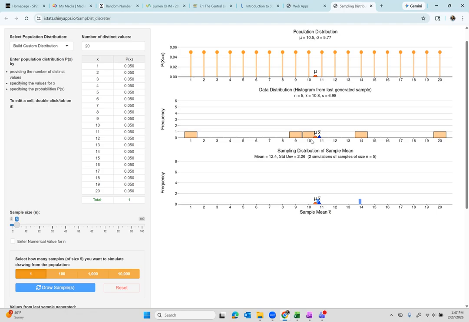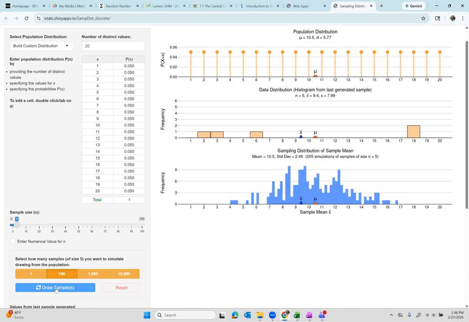That one drew 9, 10, 14, and 20. This mean came out to be 10.8, closer to the actual population mean, standard deviation being 6.98. So I'm going to keep doing that. I'm going to draw another sample, and then another sample, and then another sample. Then let's draw 100 samples. Let's assume that I had 100 students in the class, and each one of them did their own sample. And then let's do another 100. Let's do another 100. And let's do 1,000 now.